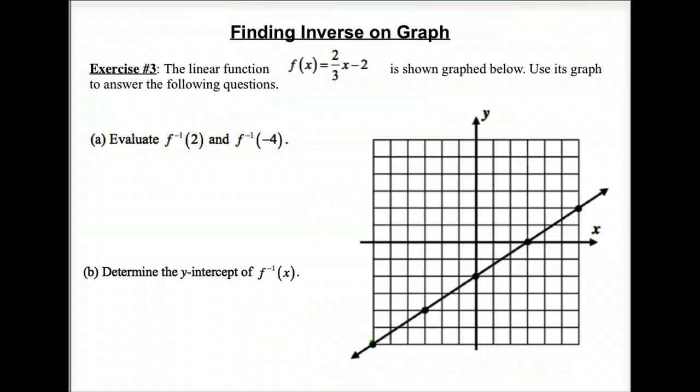Finding the inverse on a graph. So I have a linear function of 2 over 3 x minus 2, which is shown on this graph below. Use the graph to answer the following questions. So before I even do that, what I want to do is graph my inverse function.